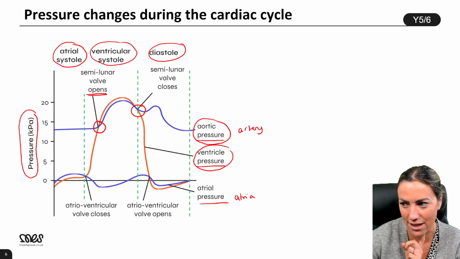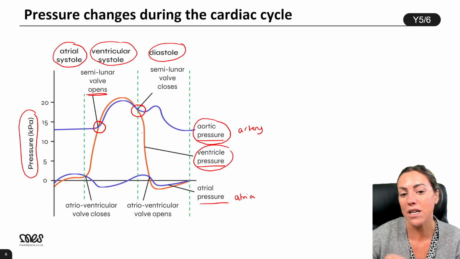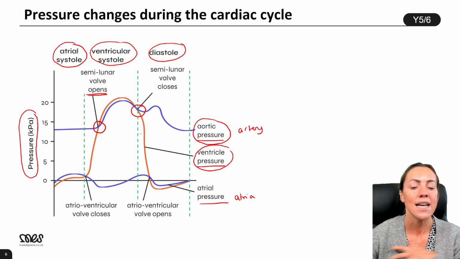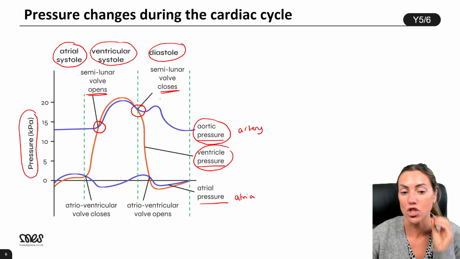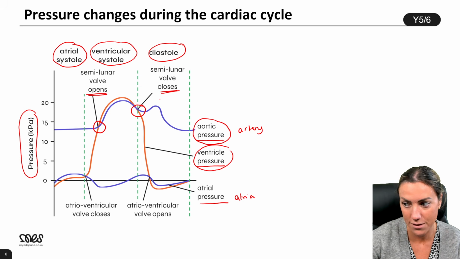But this crossover point is telling us that now the pressure in the aorta, which is the purple line, is exceeding the pressure in the ventricle. And this is because the blood has moved into the aorta and the ventricle is relaxing, right? It's emptied of blood and it's relaxing. So when pressure in the aorta exceeds pressure in the ventricle, the semilunar valve closes so that during that diastole or relaxation, the blood does not flow back into the ventricles.